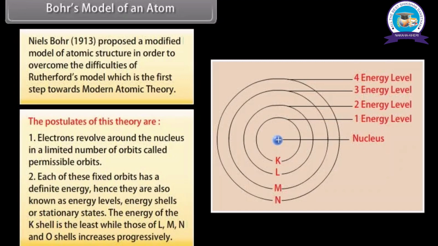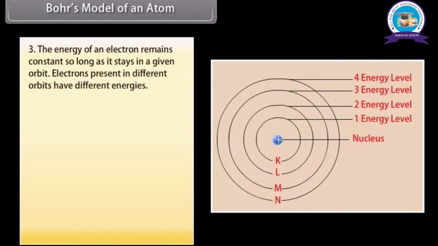2. Each of these fixed orbits has a definite energy, hence they are also known as energy levels, energy shells, or stationary states. The energy of the K shell is the least, while those of L, M, N, and O shells increase progressively.